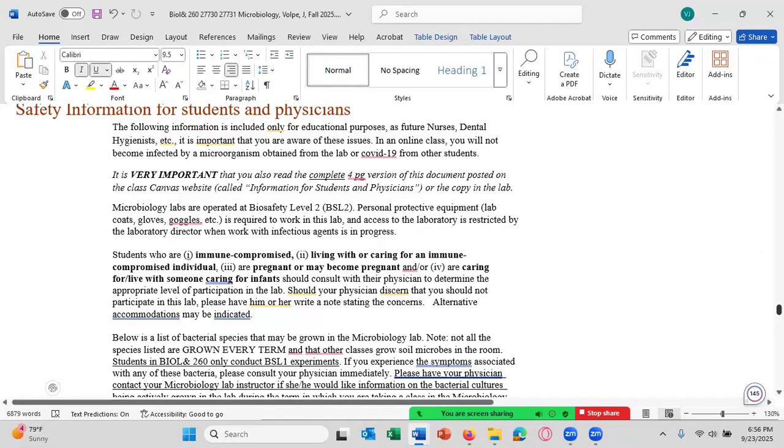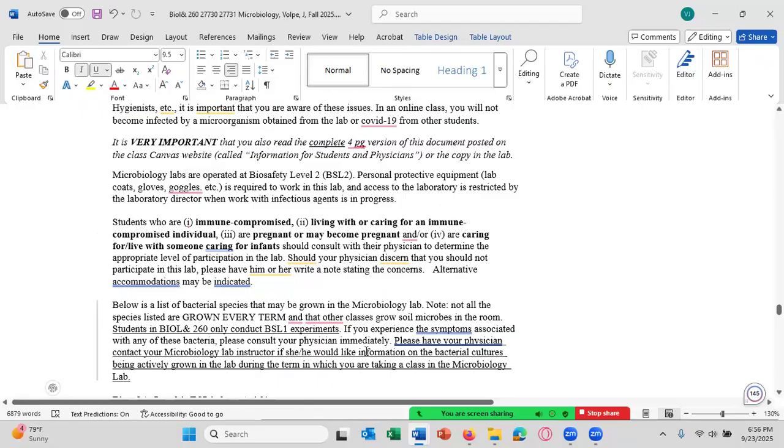Safety equipment is especially important for students who are immunocompromised or living or caring for immune-compromised individuals or are pregnant or may become pregnant. Now, because we're an online class, you will never be exposed to microorganisms, but you should know this information.